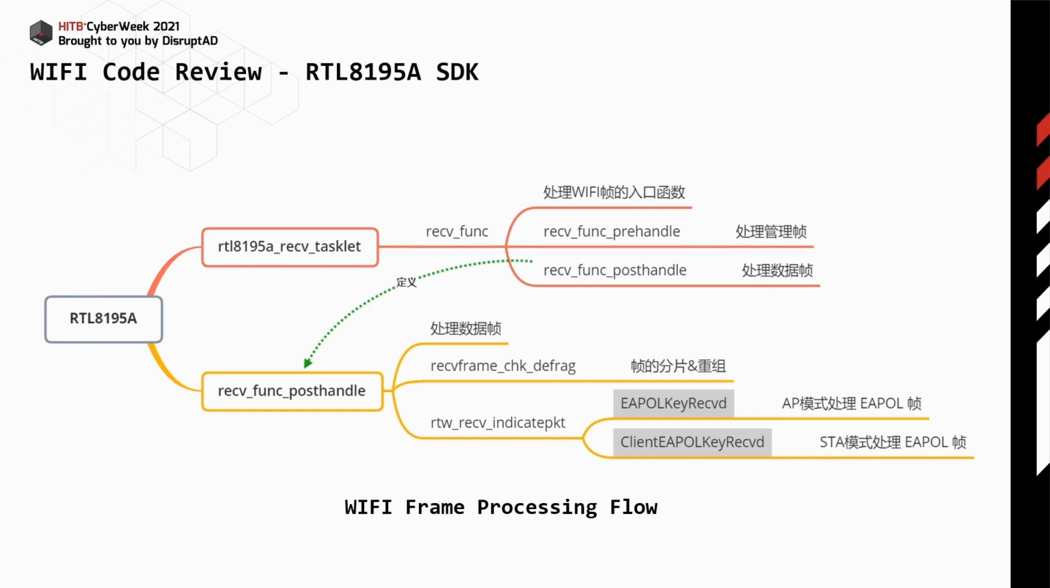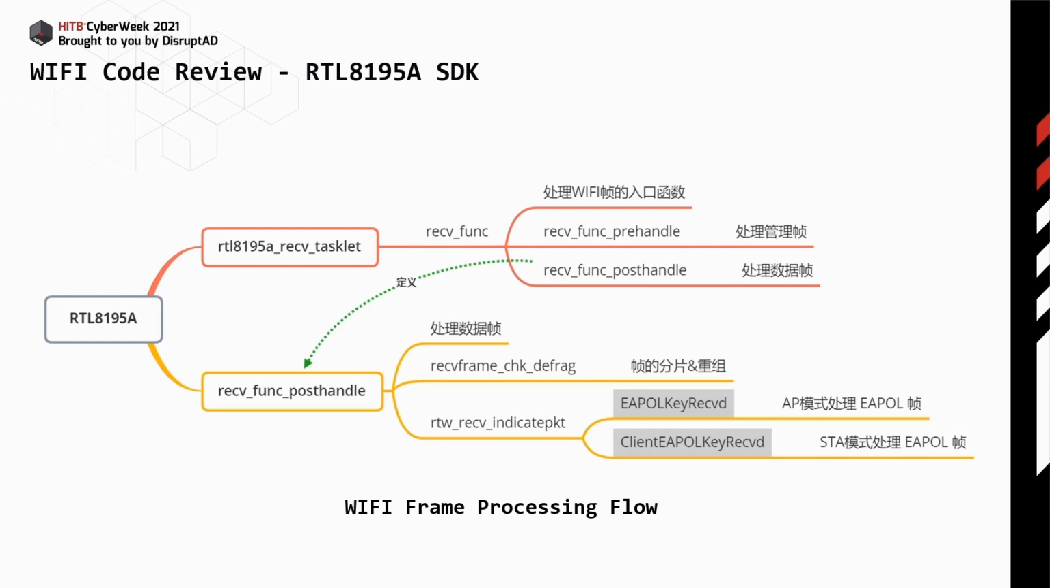This function will call receive func. Receive func is the entry function of packet processing. Receive func first calls receive func prehandle, which is mainly responsible for processing management frames such as probe, beacon, and so on. Receive func post handle is used to process data frames.